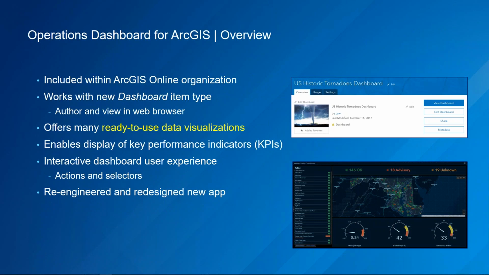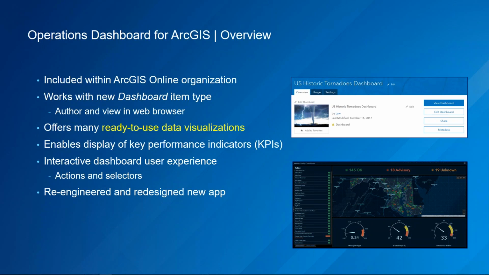So, Operations Dashboard for ArcGIS. As I mentioned, it's an app that's included with your ArcGIS Online organization, and it leverages a new item type that we call a dashboard that you author within a web browser in the Operations Dashboard app, and it becomes an item within your contents of your organization. What makes it great is that it offers many ready-to-use data visualizations. So many gadgets like a meter or a list or a chart or an indicator are all quickly accessible within the application, and they can be configured to work with your data sets. So you get these basically KPIs, these key performance indicators in your dashboard, so you can have that at-a-glance decision-making capability.